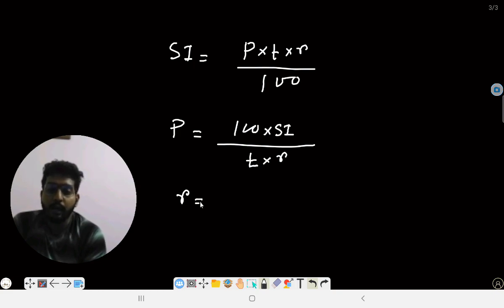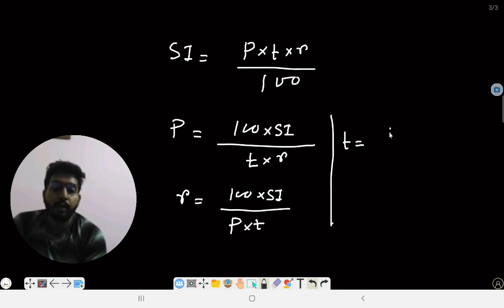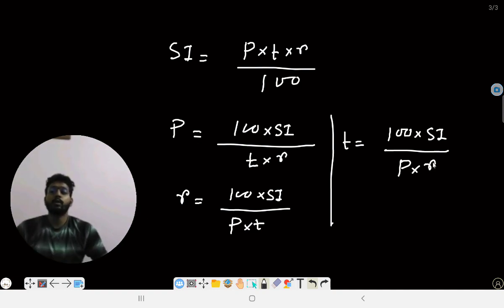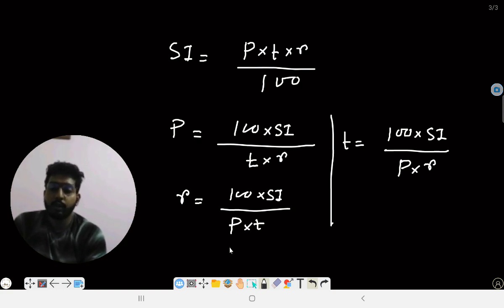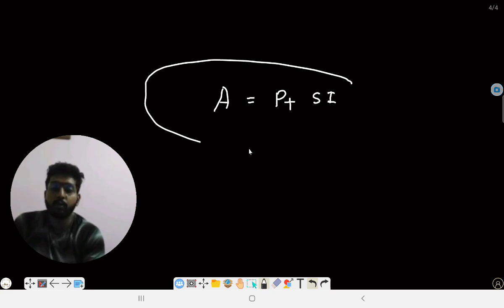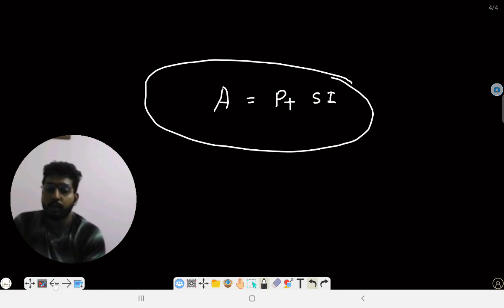Suppose I need R, then the formula will be 100 into SI by P into T. Suppose I need to find time, then the formula will be 100 into SI by P into R. So those are the formulas for principal, rate and time. And one more thing, we should know: amount equals principal plus SI. So those are the formulas that will be needed in these questions.